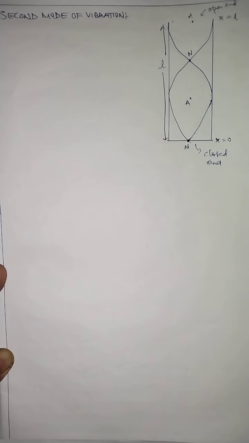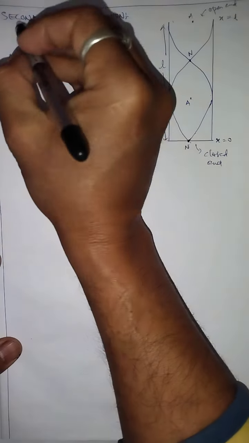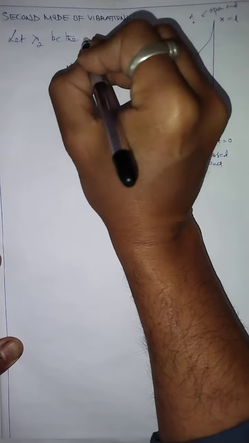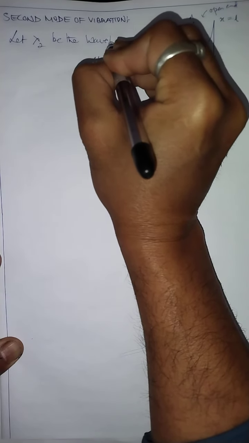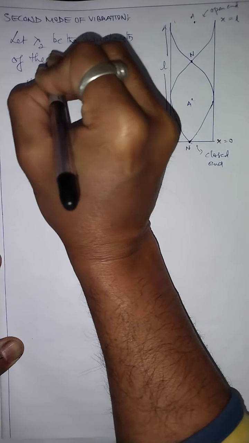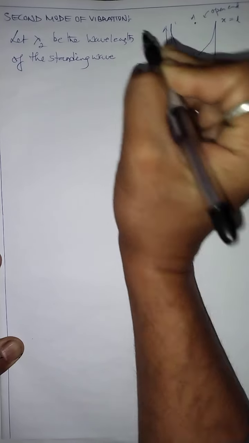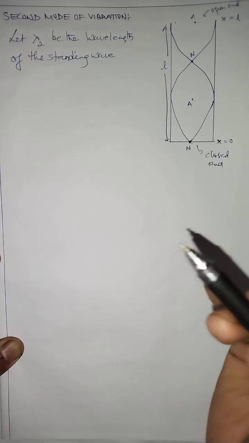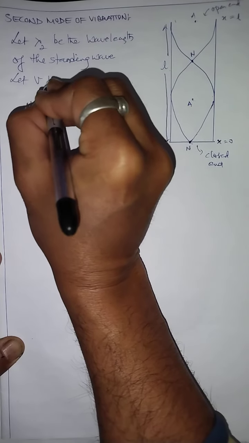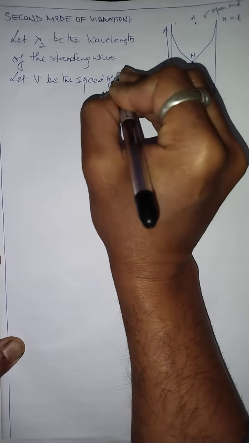Now in this case also, the wavelength of the standing wave will not be the same as the first mode of vibration, and that wavelength I consider as lambda 2. So lambda 2 is the what? The wavelength of the standing wave. Now even in this mode of vibration, sound travels with the same speed. The speed will be what? Same. So let v be the speed of the sound.